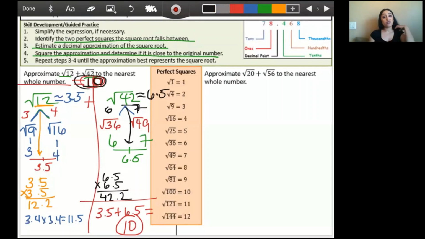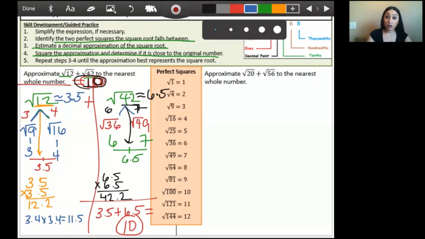Now I want you to pause the video and try the next one on your own. Approximate the square root of 20 plus the square root of 56 to the nearest whole number. All right, everyone, I'm going to have you self-check. I'm going to work out the problem. Please follow along to check if your answer is correct.